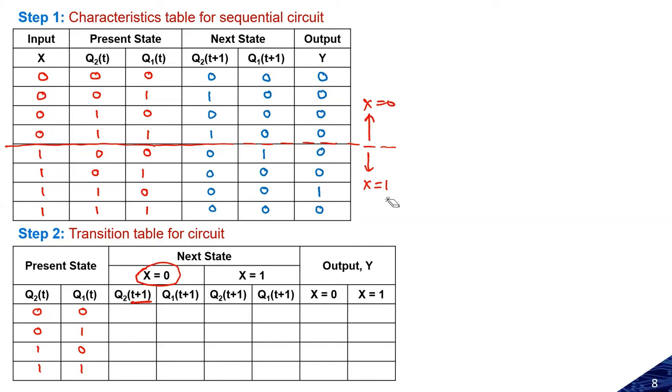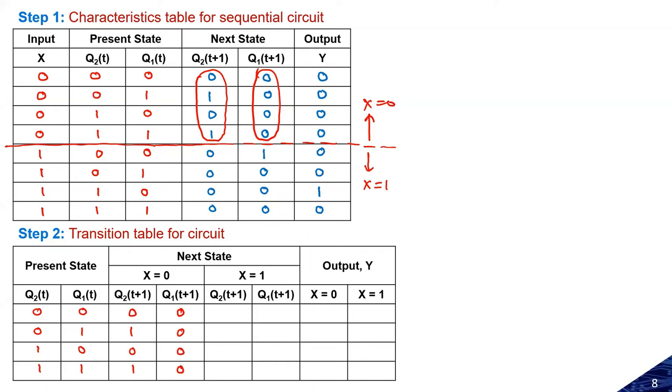If it is like that, let us try to fill up this table. Let us first fill the Q2T plus 1. So I need to consider this one. So this will be 0, 1, 0, 1. Similarly, Q1, this will be this one. So Q1T plus 1 will be 0, 0, 0, 0.